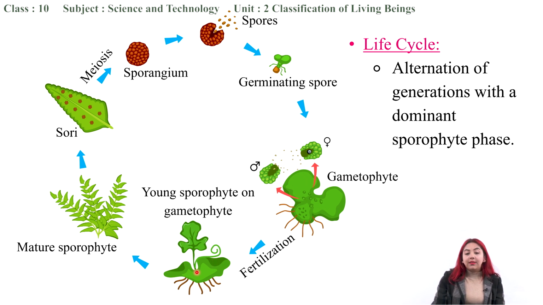Now here you can see that this young sporophyte slowly develops to form a mature sporophyte, and the cycle continues. You can see here that the sporophytic stage is present in most of the part of their life cycle. So that's why the sporophyte phase is the dominant phase, whereas the gametophyte phase is present in only a very small part of their life cycle. That's why it is not the dominant phase. Now we have completed our study of the pteridophytes.